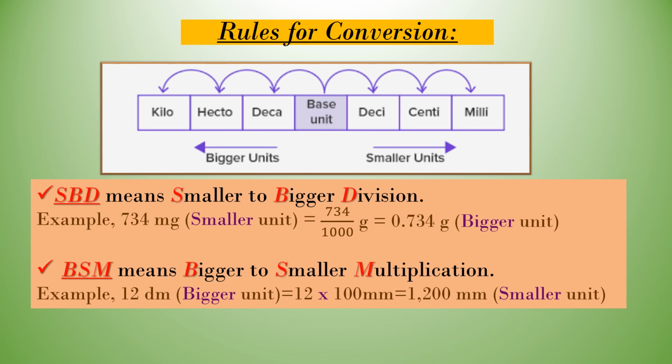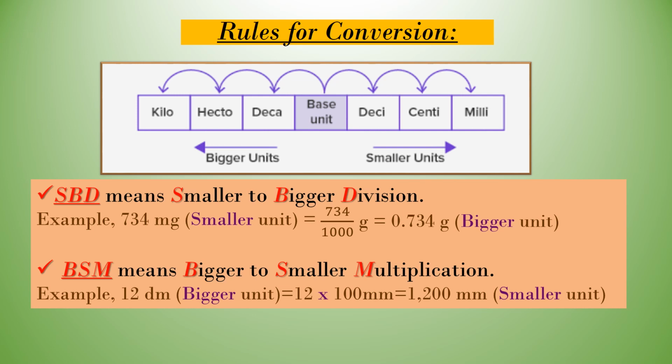See how many steps we have to jump from milligrams to reach grams. 3 steps. So 10 multiplied 3 times, that is 10 multiplied by 10 multiplied by 10, we will get 1000. So 734 will be divided by 1000. We will get 0.734 grams. That is 734 milligrams is equal to 0.734 grams.